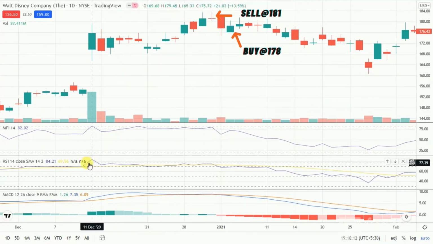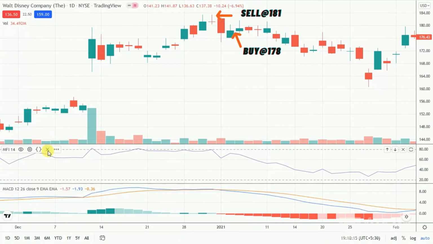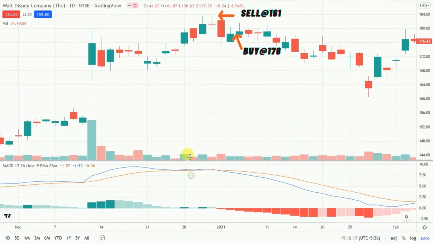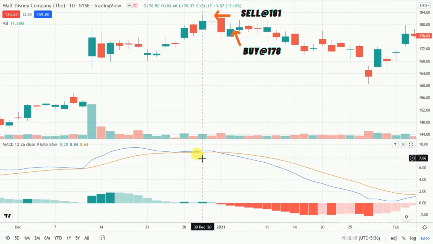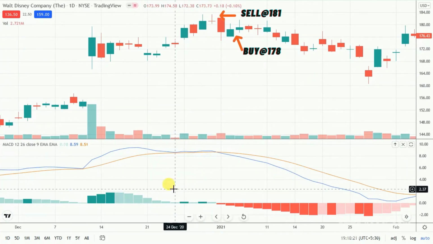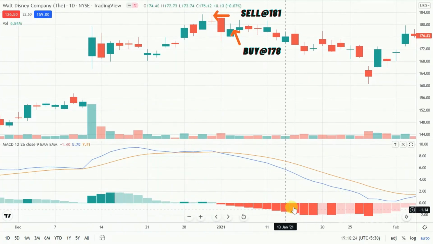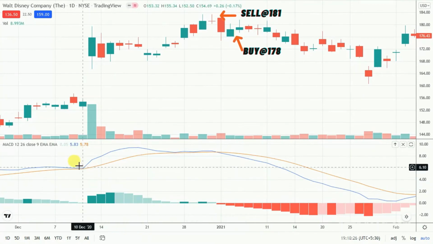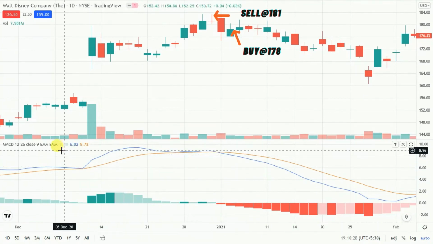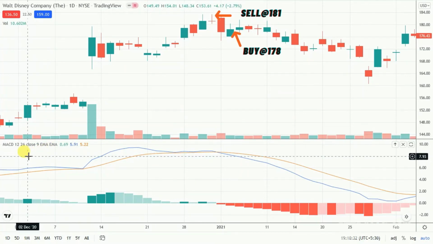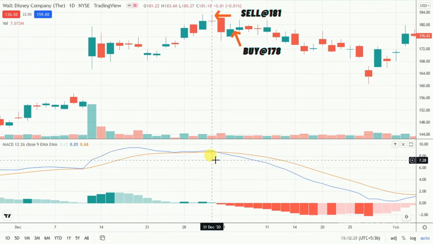Let me quickly expand MACD and make this clearer. Okay, so what do you see here? This is the histogram, all right, and its value can be seen here. If it's light green, the value will be in light green, and if it's a darker shade, then you will see the value in a darker shade. Okay, so let's go back to the 31st of December and take a look at MACD value.